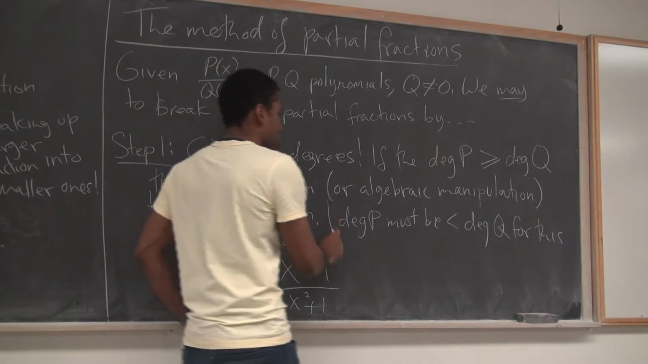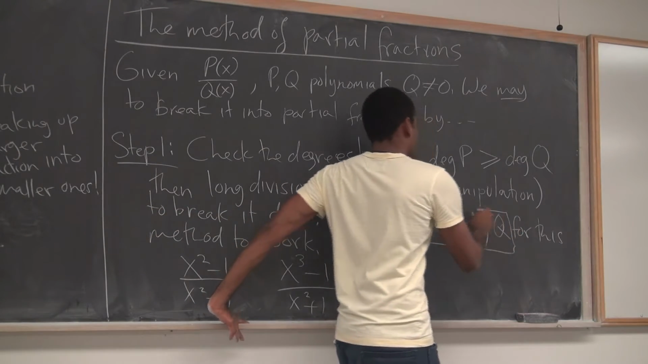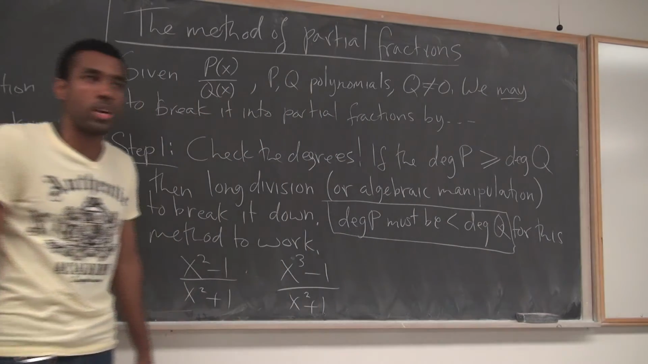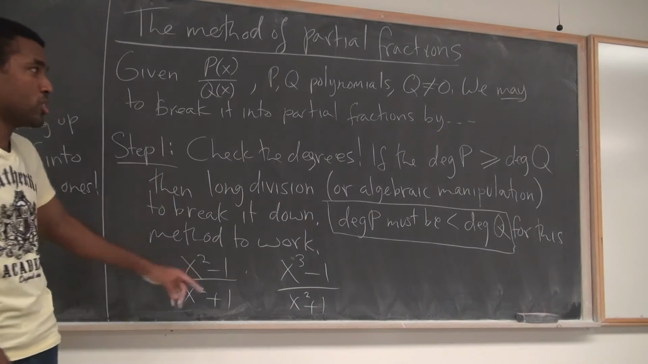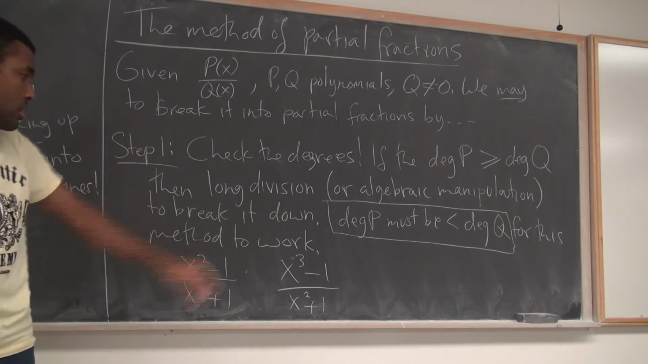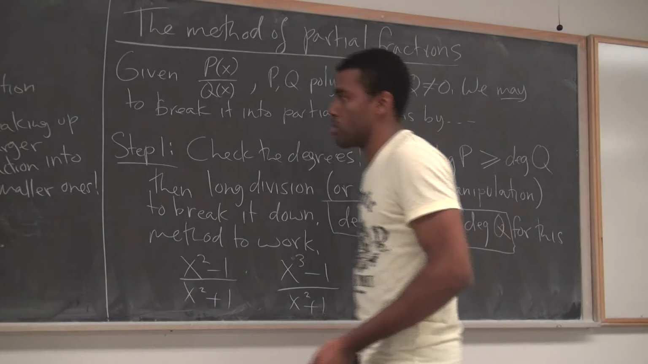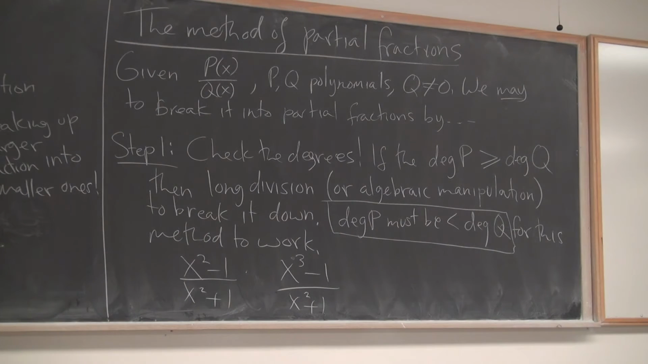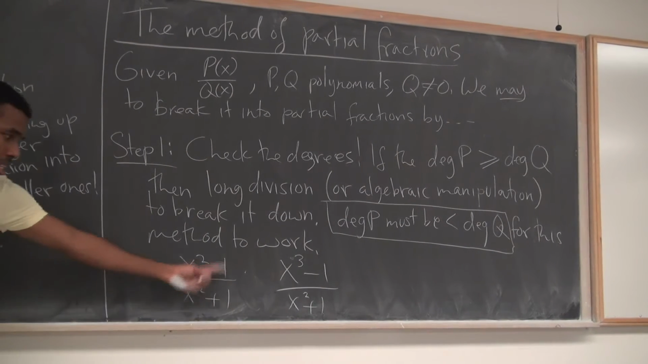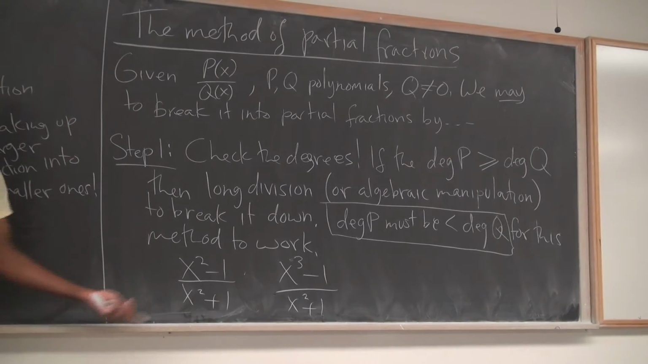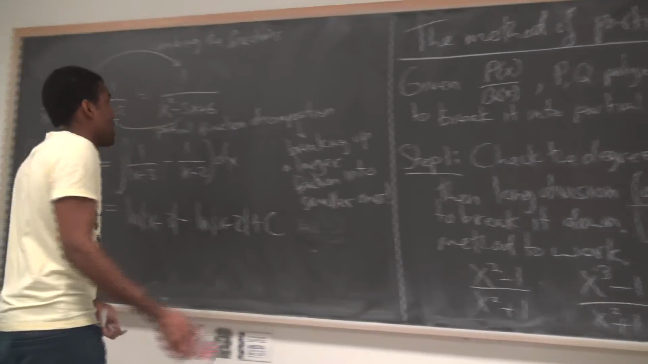The degree of p must be less than the degree of q for this to work. Otherwise, partial fractions will not work. So the first thing you're going to do is look at your highest powers. The highest power must be on the bottom for partial fractions to work. So that's step one. And a lot of the times, just as with this one, once you do the long division, you don't really need to do anything else. It turns out easy after that.